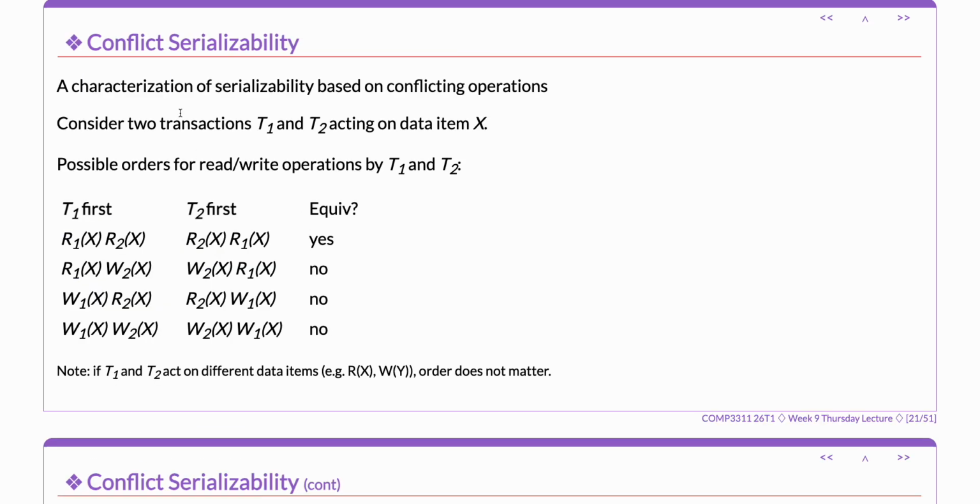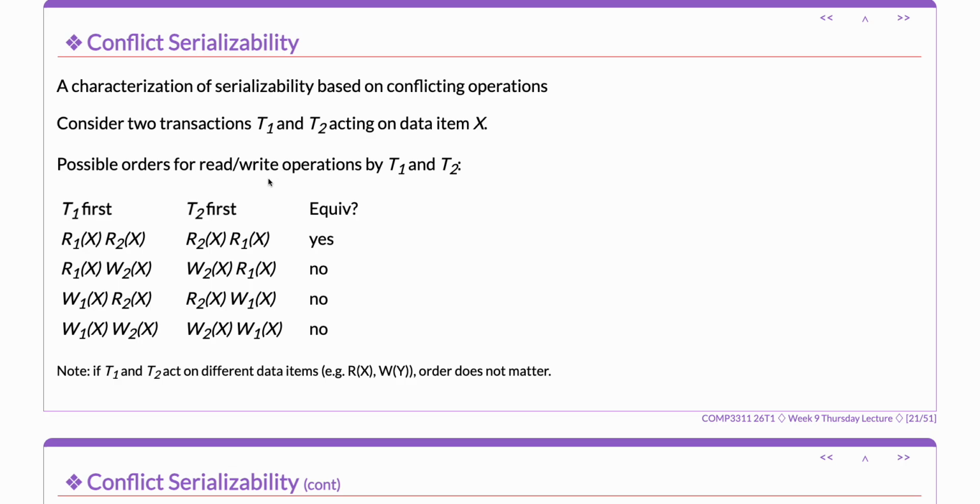So basically, conflict serializability is based on the notion of conflicting operations. So we need to consider a pair of transactions. If two transactions are operating on the same data item, and one of the operations is a write, then they are in conflict with each other.